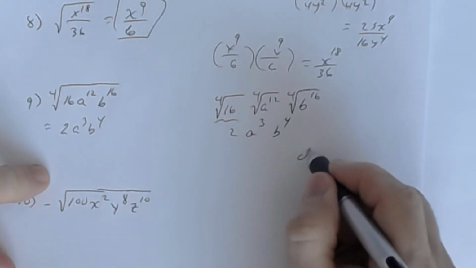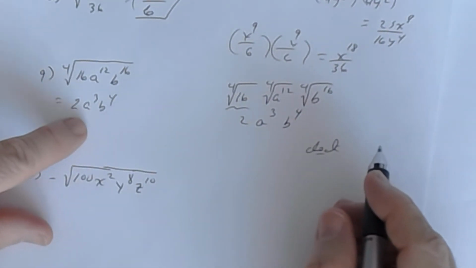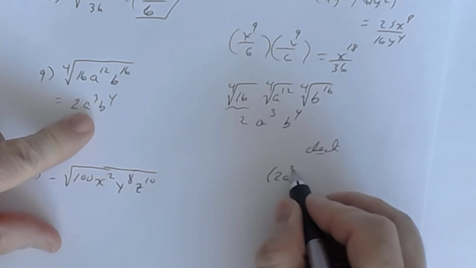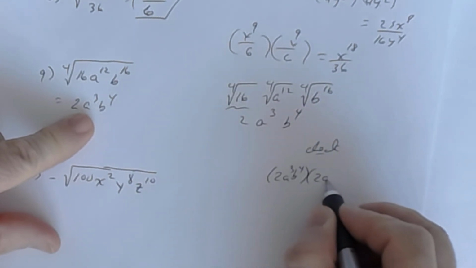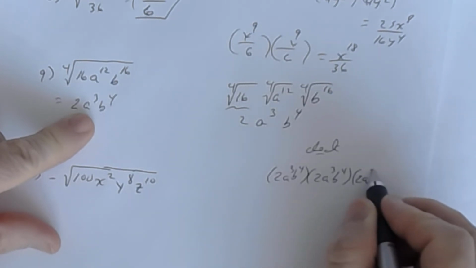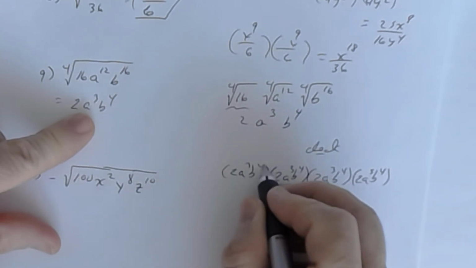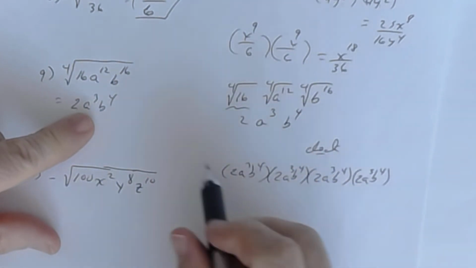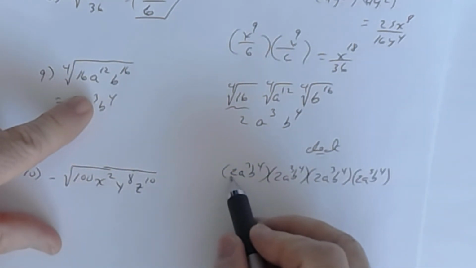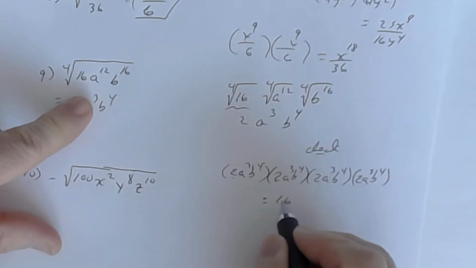And you can always check to make sure that's correct, because you remember what that means. That means that if you multiply this out by itself 4 times, it's going to be kind of messy, but let me write this out one more time. If you multiply this out by itself 4 times, you should get 16, a to the 12th, b to the 16th. So let's check it. 2 times 2 is 4. 4 times 2 is 8. 8 times 2 is 16. So I do get 16.